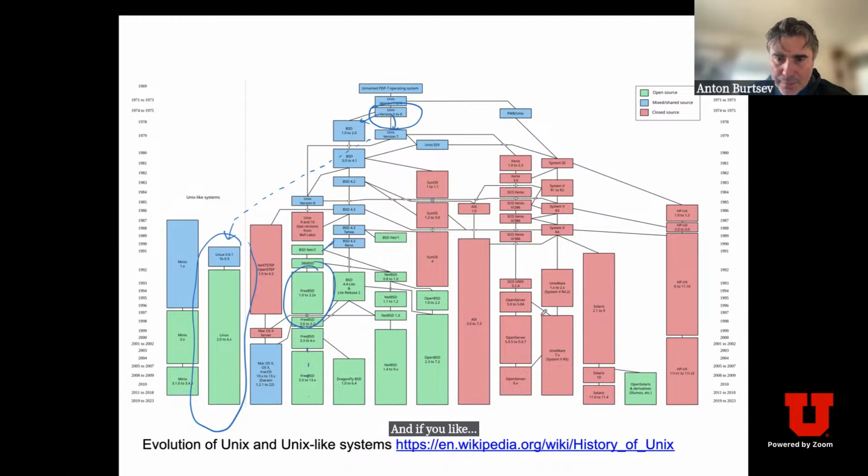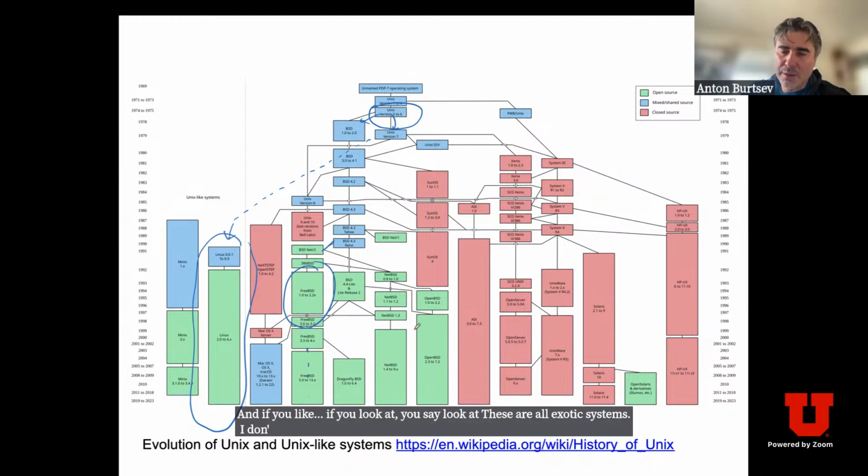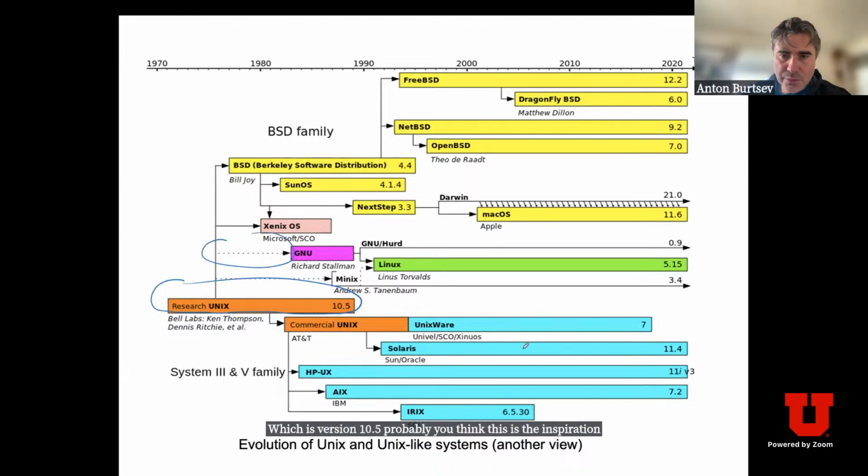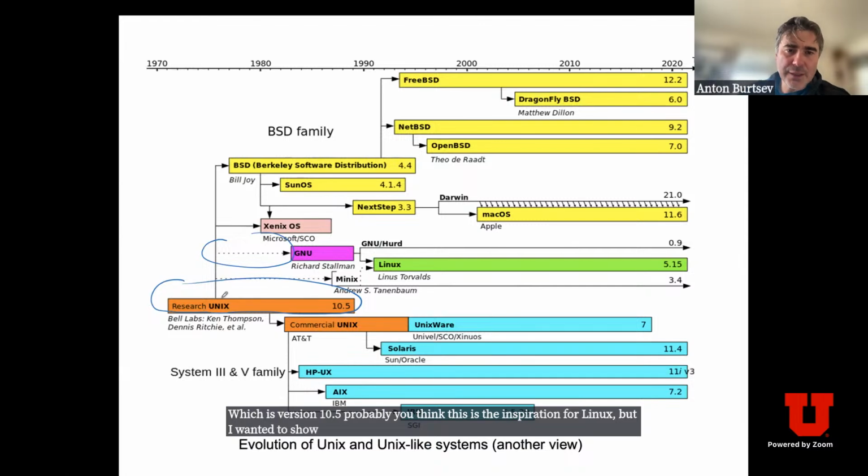If you say, look, these are all exotic systems, I don't really care about them. Another version of this plot is that from this Unix, which is probably version 10.5, is the inspiration for Linux, but I wanted to show macOS. So there is a link here to macOS, which I'm running right now on my laptop, through a Berkeley BSD version.